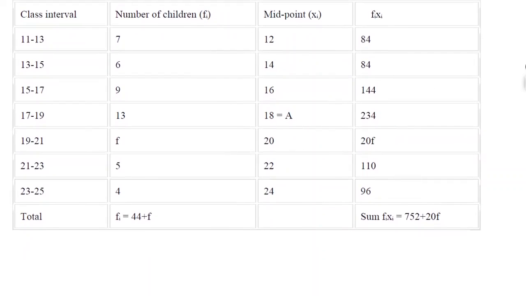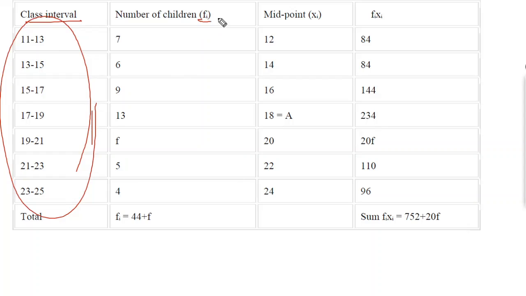Okay, here we have the table. First of all, we have to write the class interval. So we have written the class interval. This is what we have just copied from the question. The number of students will be the fi. We have also copied it. We have not changed anything here. So here f is there.